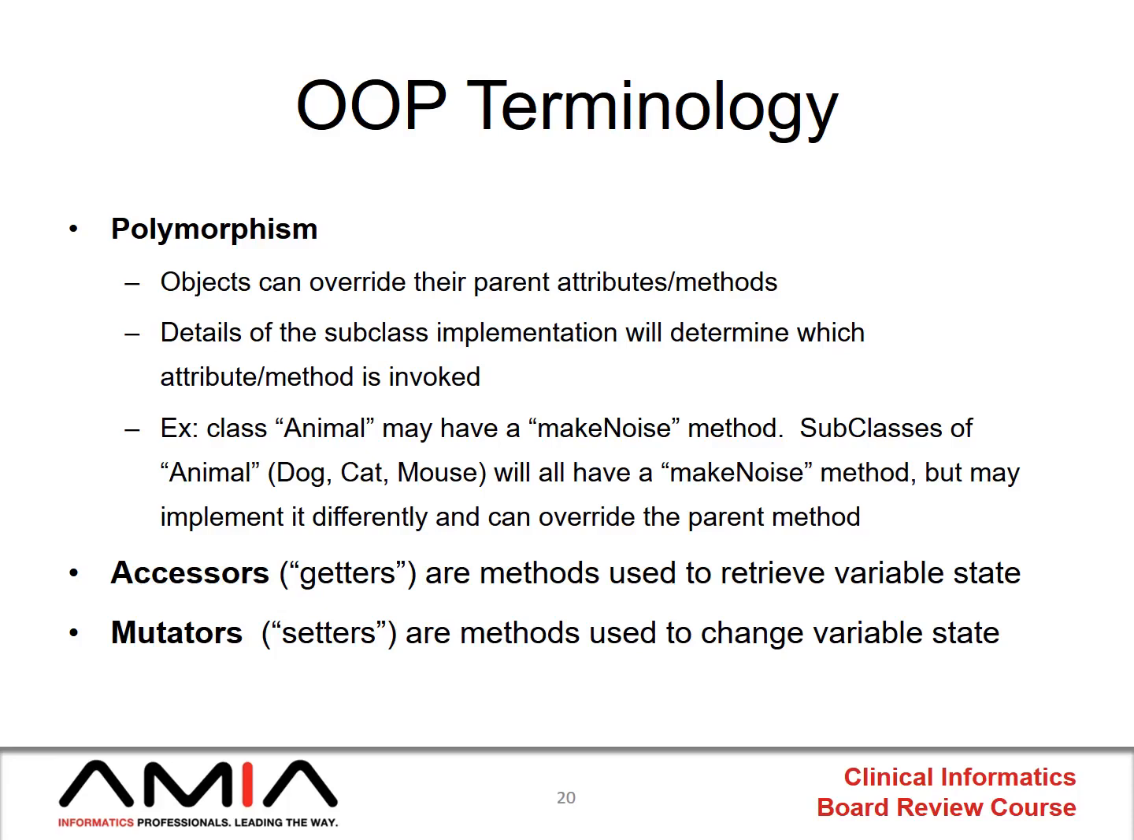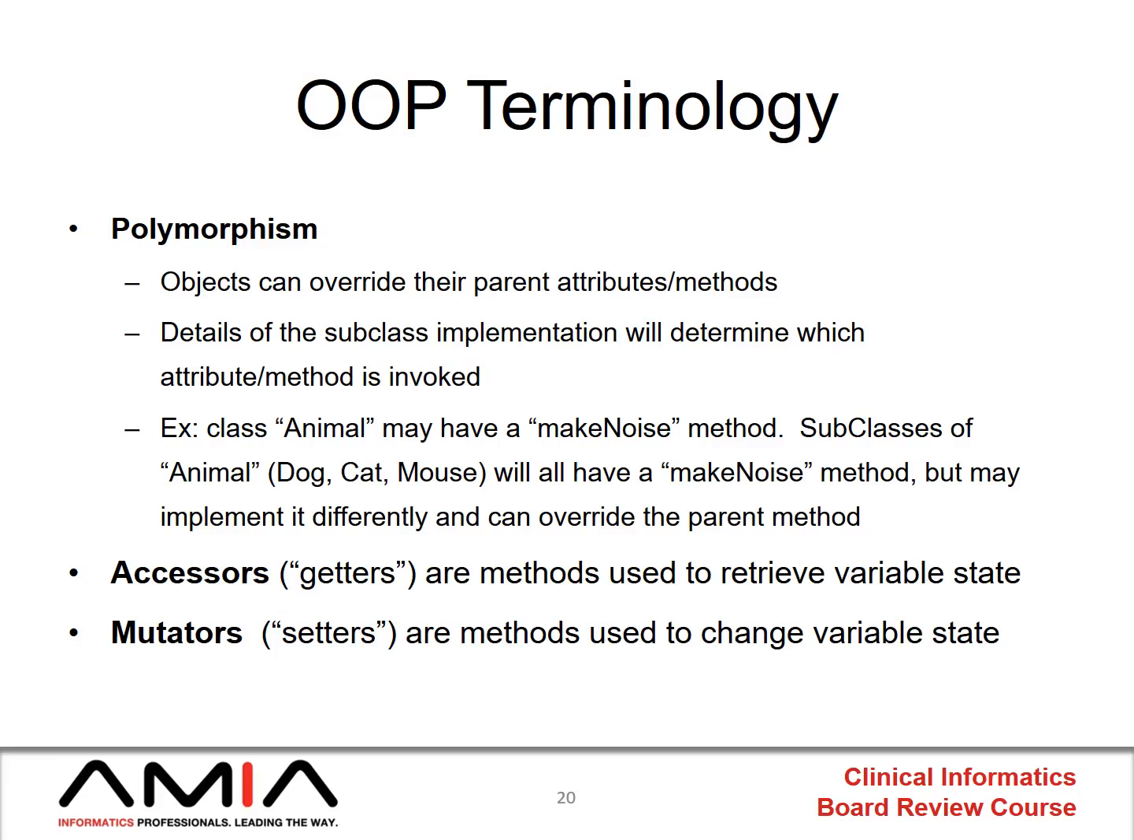The subclasses of animals, the derived or child classes of animals, might be various types of animals like dogs and cats and mice. And they may have a make noise method that they can implement totally differently, or they can override it, or they can omit it entirely.